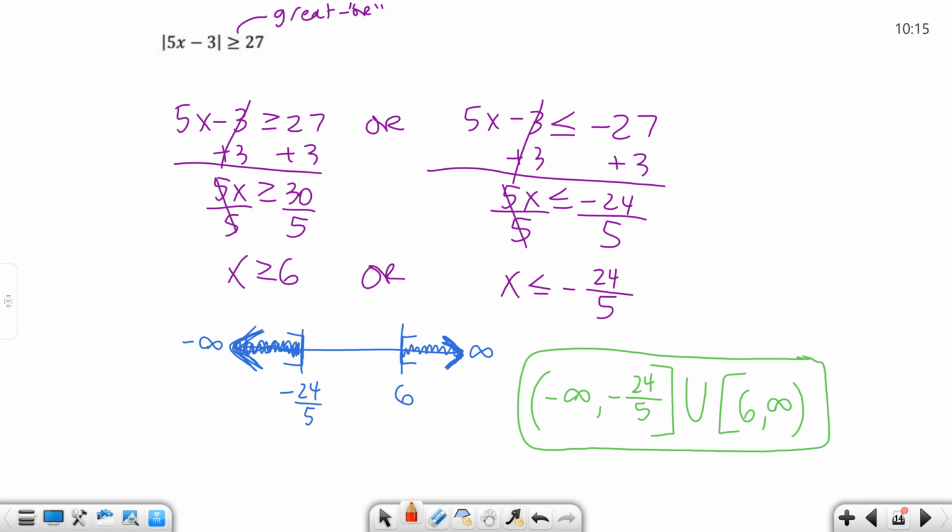All right, so there's your interval notation there. The negative infinity with a parenthesis, comma, negative 24 with a bracket, 24 fifths with a bracket. Union, bracket 6, comma, infinity, parenthesis.